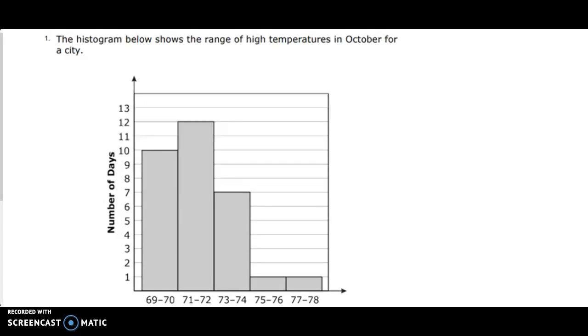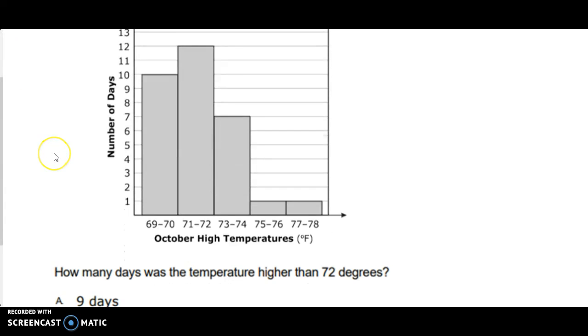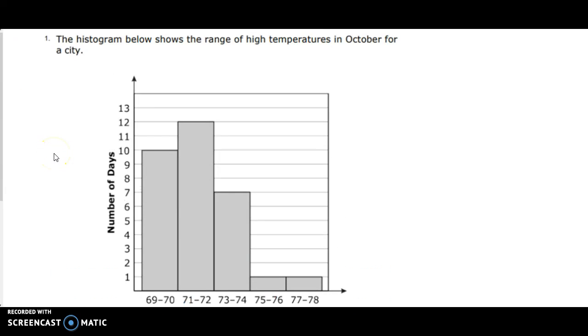Okay, the rest of these problems are all EOG style problems. So what I would like you to do is use my notes to help you, but you want to go ahead and try all of these problems on your own.